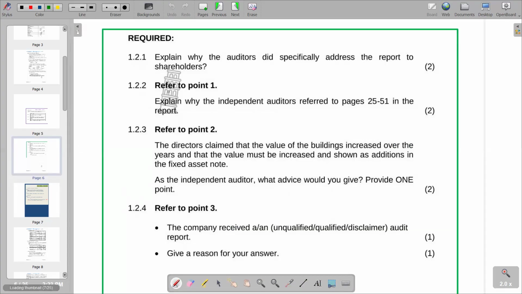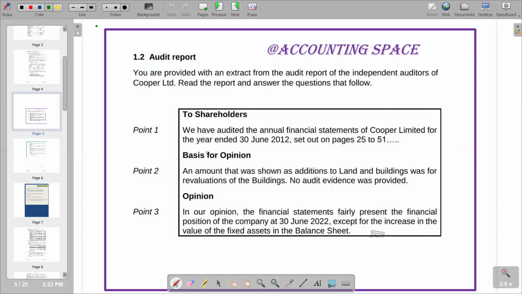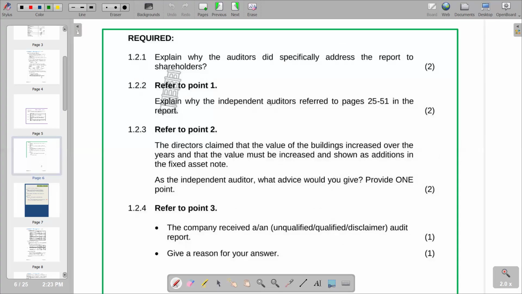We go to the second part of our question. Refer to point one. Explain why the independent auditors refer to pages 25 to 51 in the report. So we go there and try to see point one. So the question is, why do we have a reference to pages 25 to 51? Obviously, we know that those pages are the pages that have information on the audit report or the audit examination.